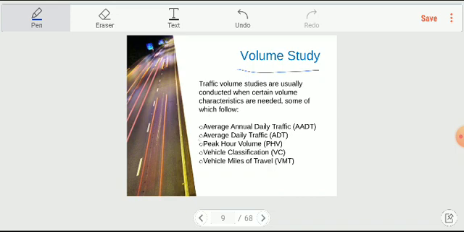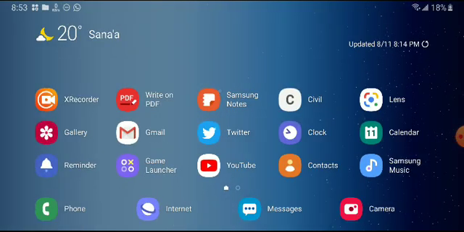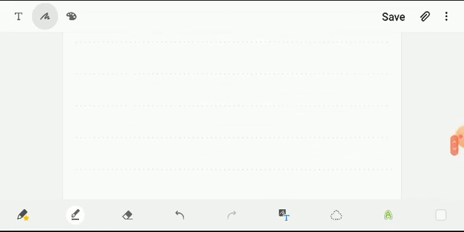And now here we have the traffic volume studies, and here we're talking about the average annual daily traffic volume, which is the most accurate, the average daily traffic volume, ADT, and the peak hour volume. This peak hourly volume is very, very important, especially to design the traffic signals and the intersections. What is the peak hourly volume?